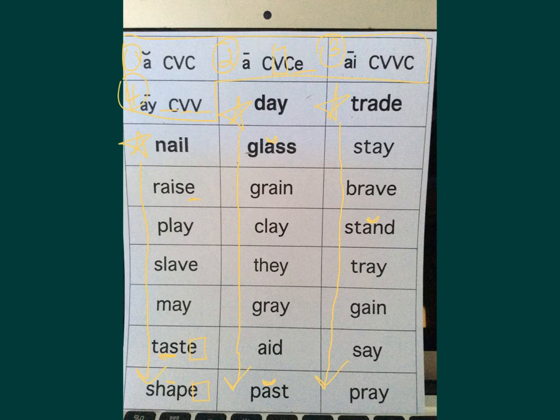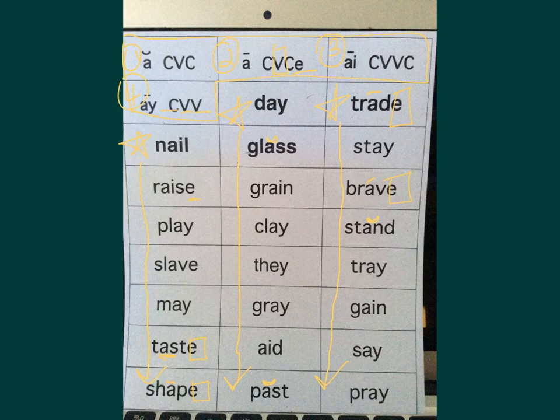Day, glass, grain, clay, they, gray, aid, past, no E's there. Then we have our header, trade, brave, and that's it in that column. Now moving on to AI, again, you're listening for the A sound, and the word is spelled with AI. Same with AY. You're going to do the same thing, say them, and find them, and we're going to end up cutting our little words out, and sorting them under our headers.